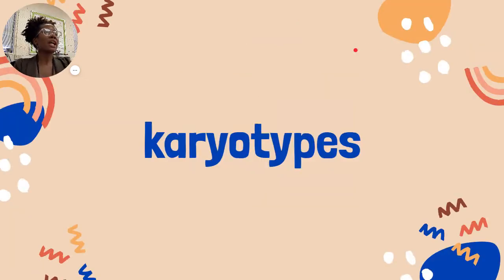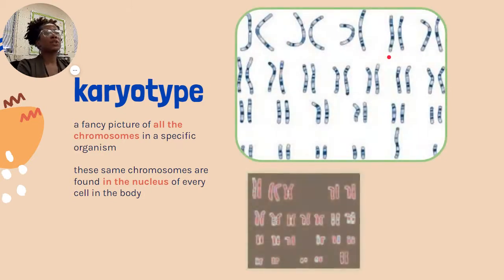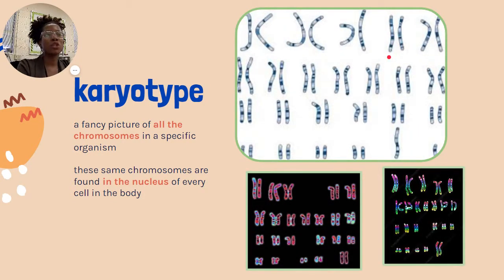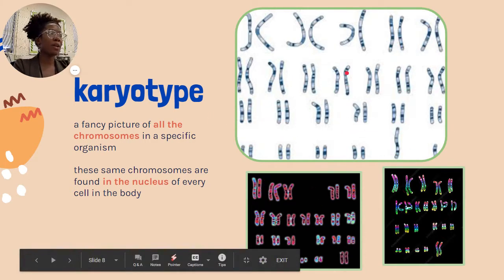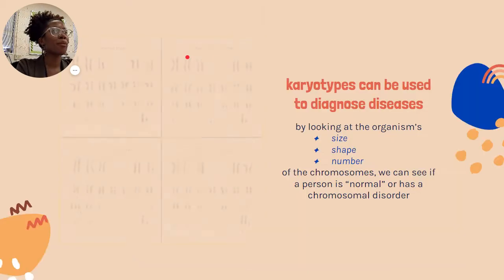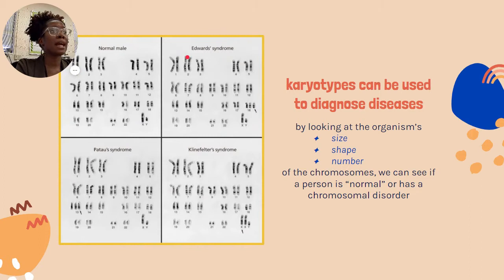Let's keep moving. Karyotypes. A karyotype is a fancy picture of all the chromosomes in a specific organism. These chromosomes are found in the nucleus of every cell in the body. They take every chromosome, lay them out nicely, stain them, and look at them under fancy imaging software. Karyotypes can be used to diagnose diseases.